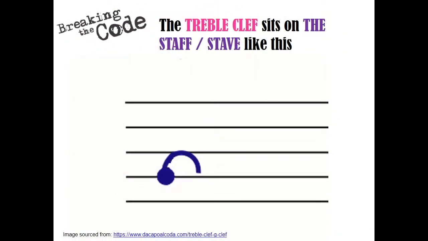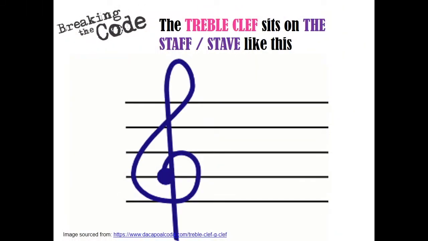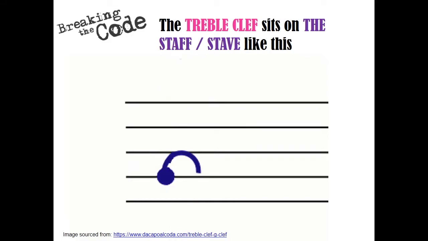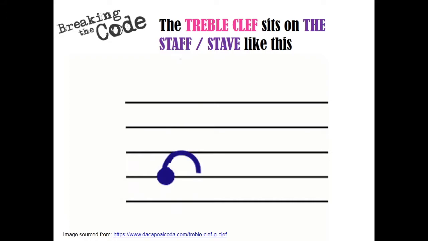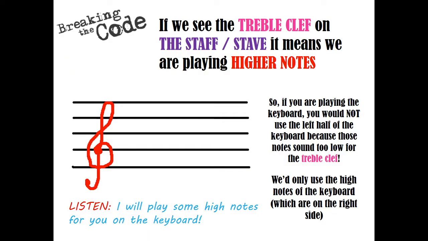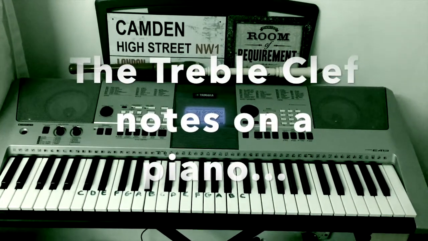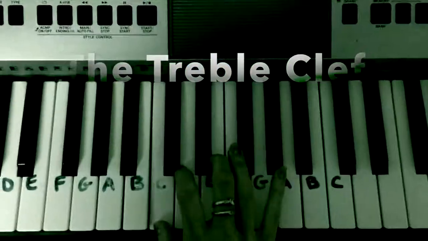So here is the treble clef now and how it sits on the staff or the stave. It sits on the staff or the stave like this. And remember, if we see this at the beginning of our music, it means we have to play high notes. So if you're playing the keyboard, you would use the right hand, the right side of the keyboard, because that's the high notes. You wouldn't use the left, because that's low.